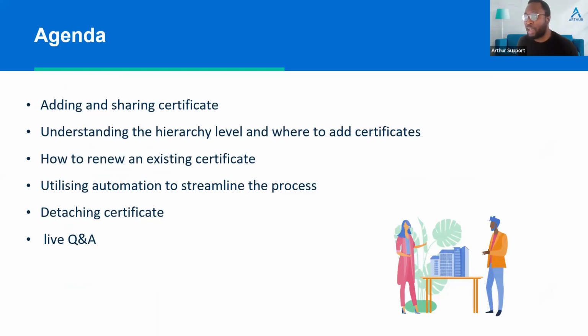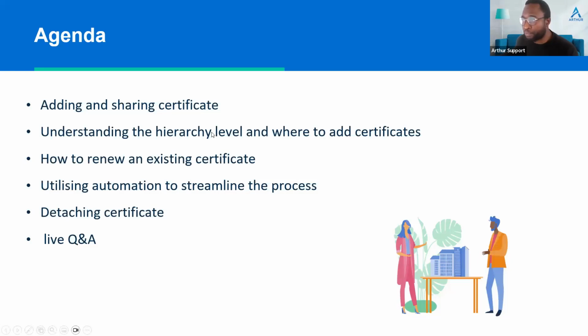Secondly, understanding the hierarchy level and where to add certificates. Within Arthur, it's very important to know the hierarchy level, and the reason is that we need to know the specific area on the system in which we want to add the certificates. So if this was a property, the certificates that you'd be adding onto the property level will be a certificate that's for the adjoining area, as well as a certificate that's for the main property.